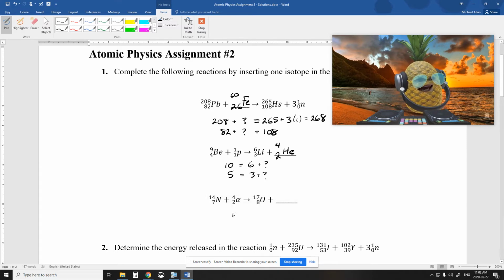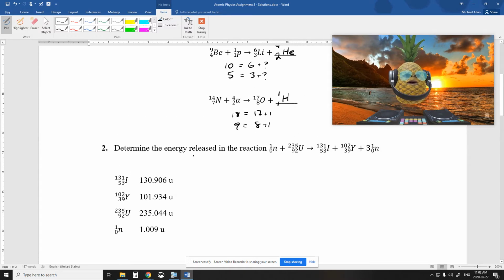Okay, so we have 18 on the top. We have 9 on the bottom. Just add in those numbers. We have 8 plus a 1, so there's got to be a 1 there. And then the top here, we have 17. So I need a 1 to go with that. So it's going to be a hydrogen atom. Hydrogen 1.